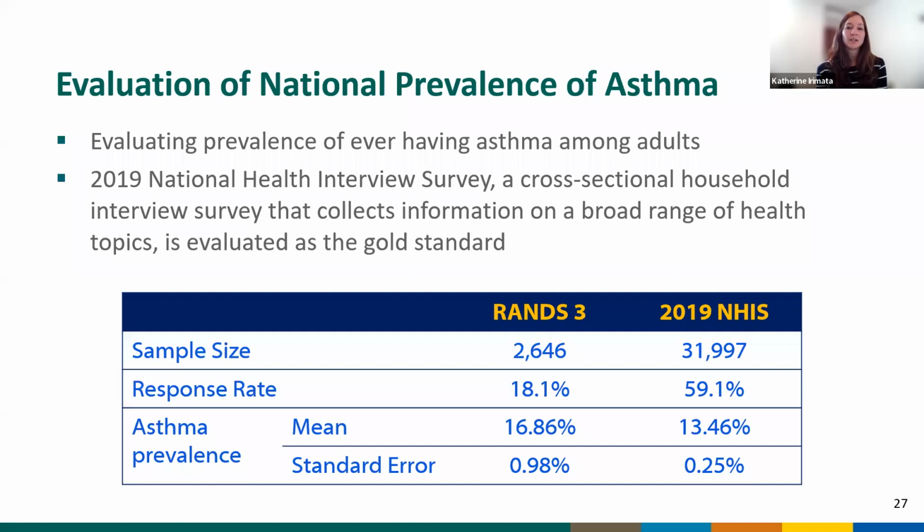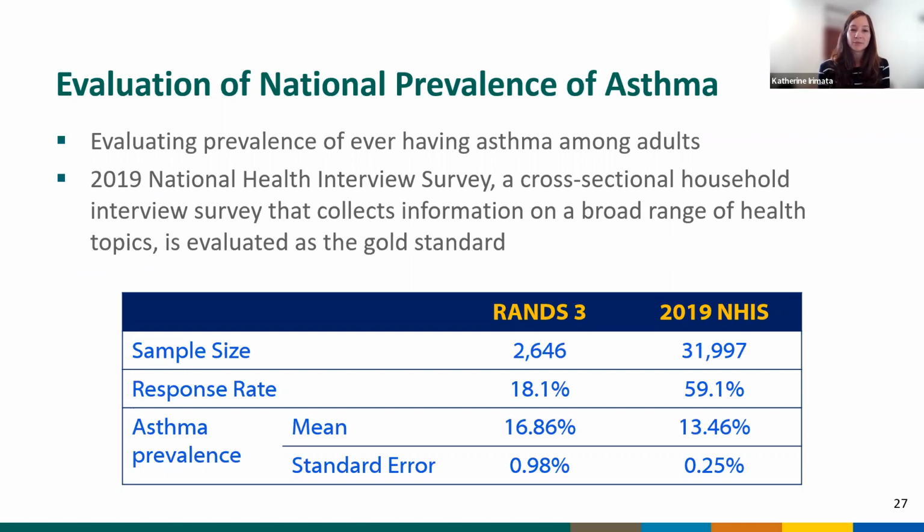And so the table here below shows a brief comparison of RANS3 versus the 2019 NHIS. Looking at sample size, the NHIS has a much larger sample size compared to RANS. And the NHIS is conducted over the full year. RANS was conducted in about a month time span. The NHIS has a higher response rate, about 59%.